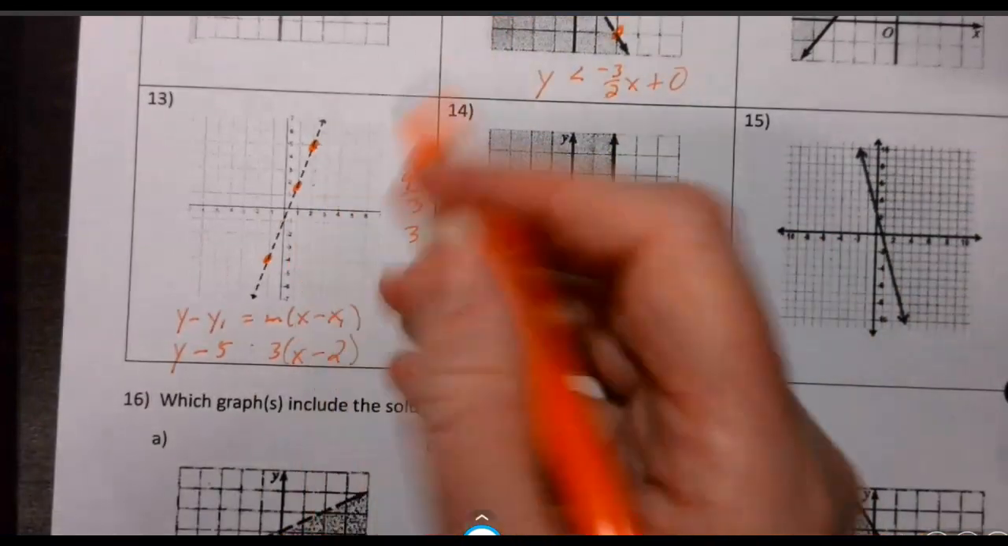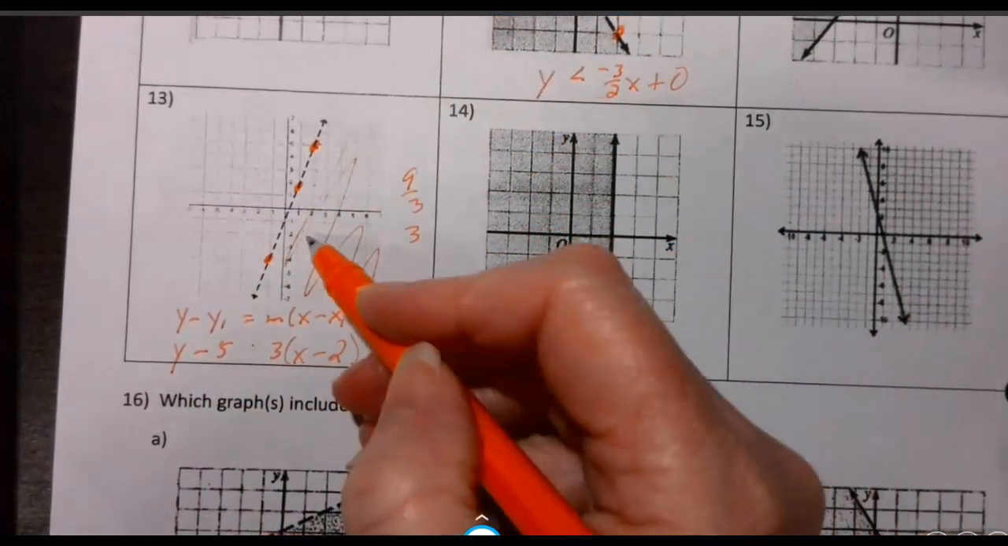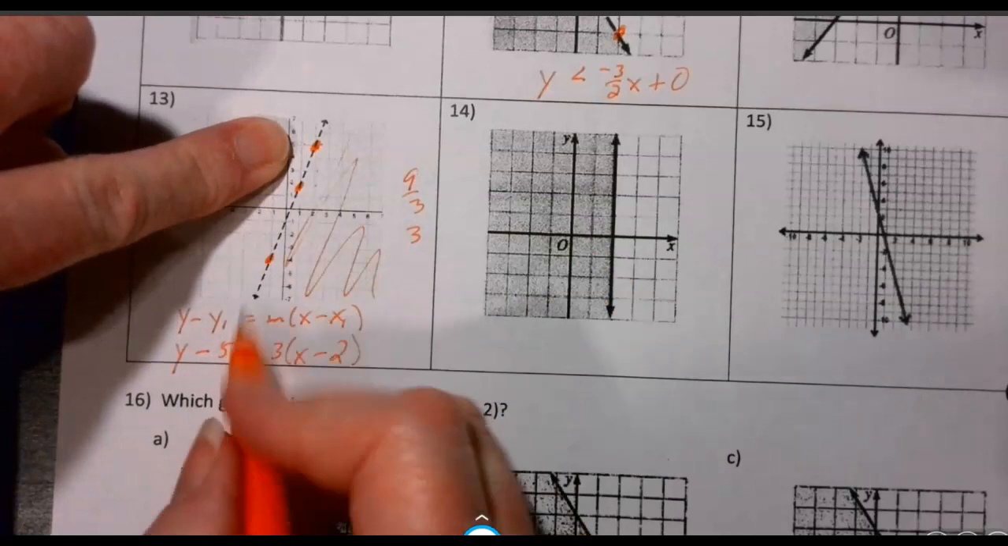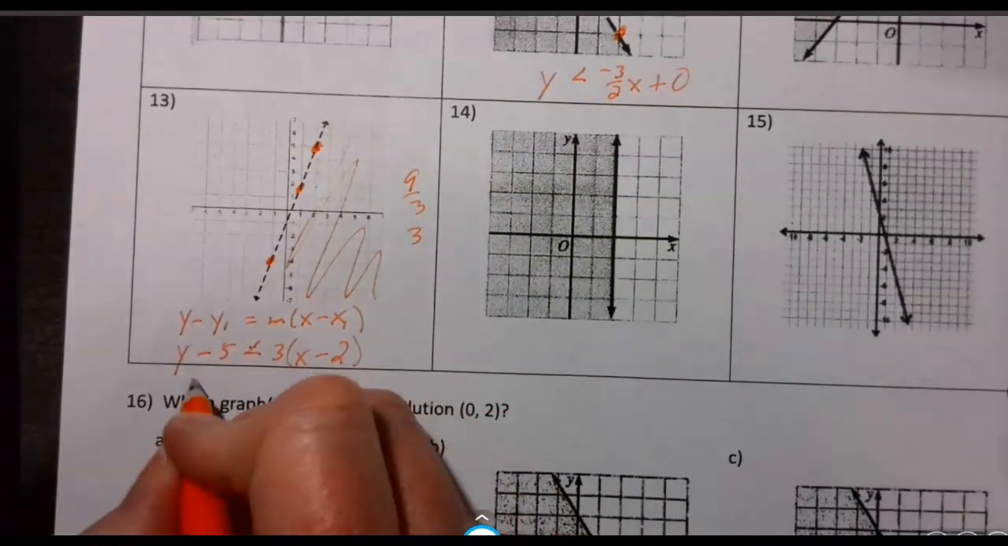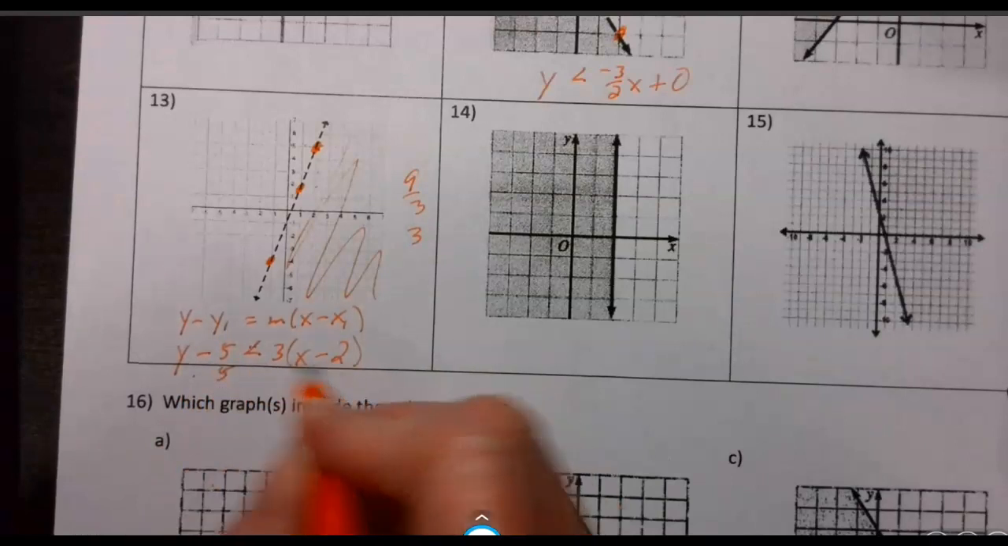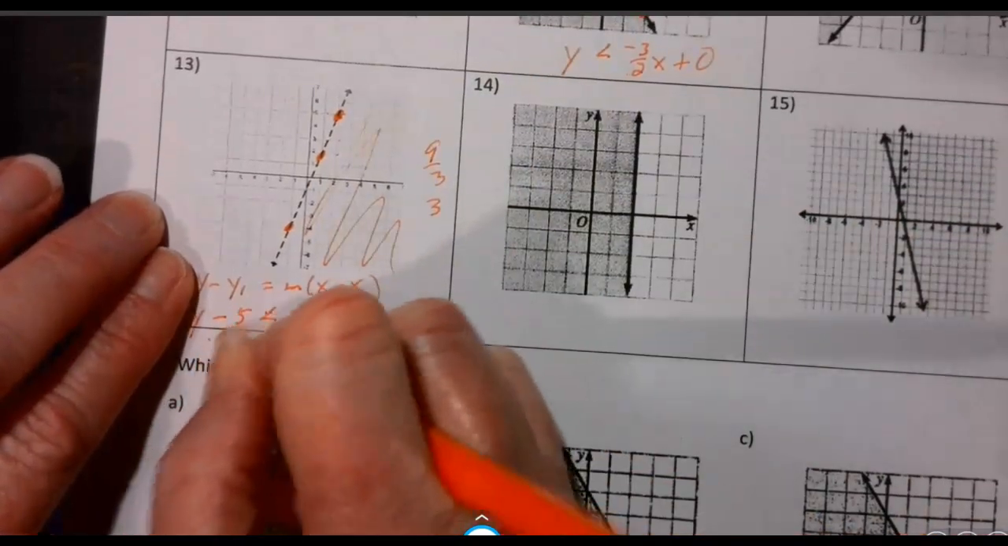This is a dashed line. This is where it's shaded. It's hard to tell. So that's below. So y is below. Y is less than. So then I would just rewrite this. Or not. Okay? So that's how I'd find an inequality.